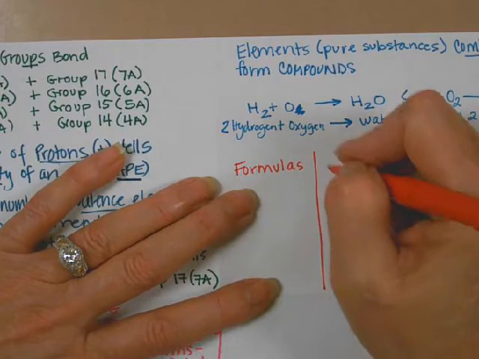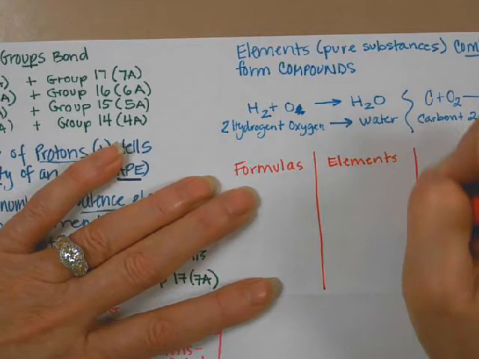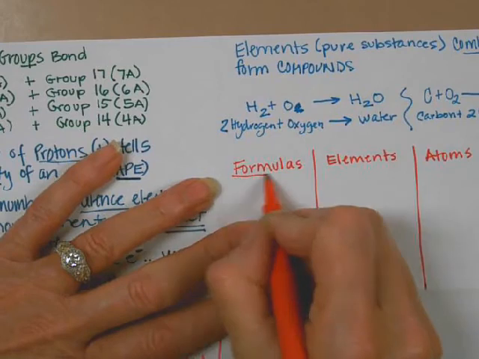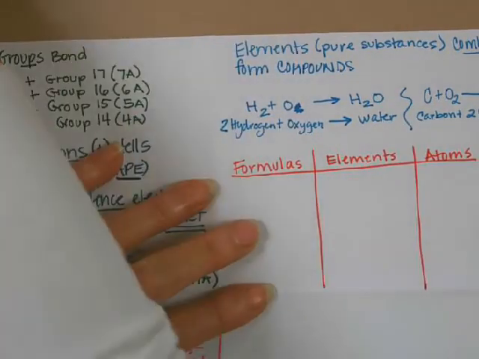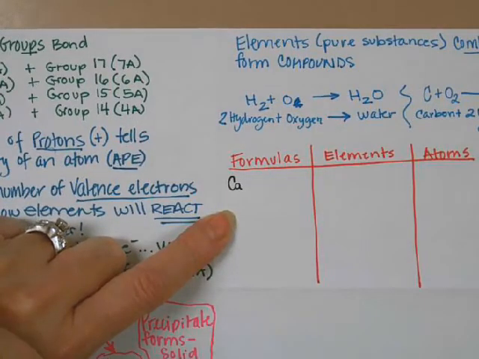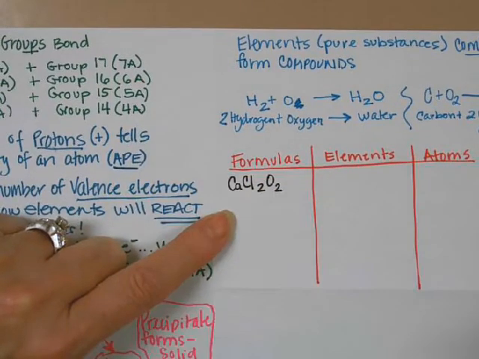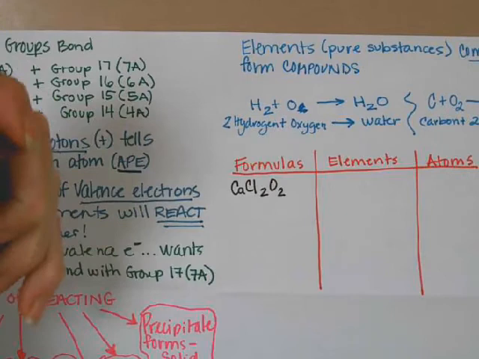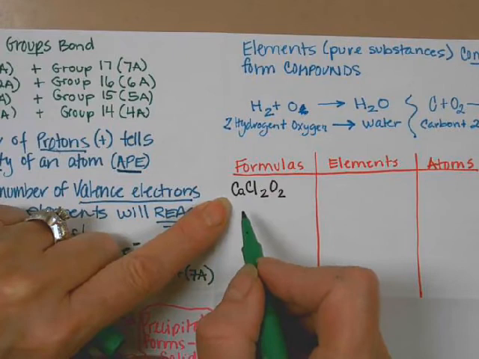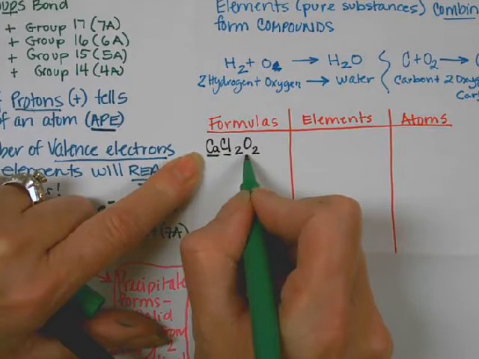And then we're going to say elements present, and then how many atoms. So let's start with the formula. Let's start with CaCl2O2. Well, if we look at this, we can see that we have, remember, every capital letter starts a new element. So we can see that we have Ca, Cl, and O.